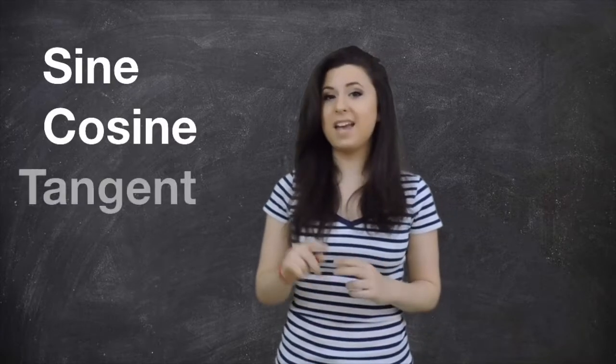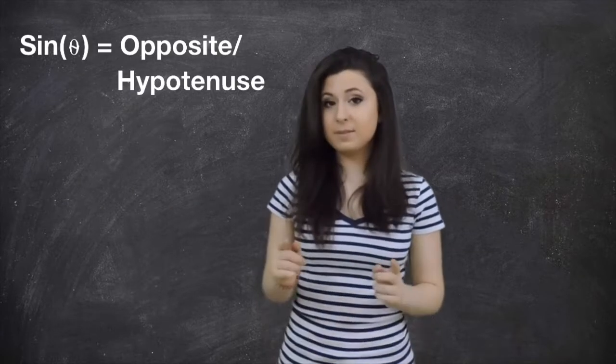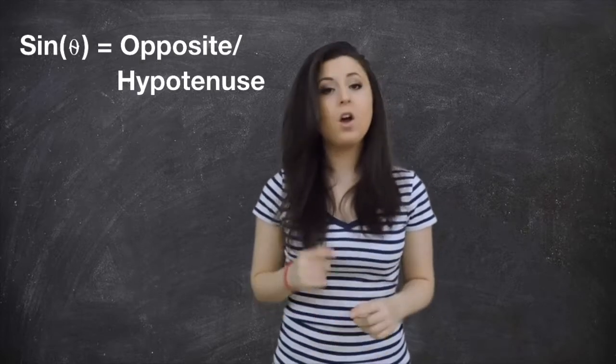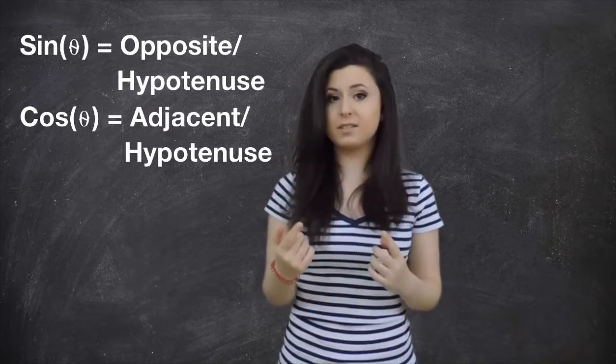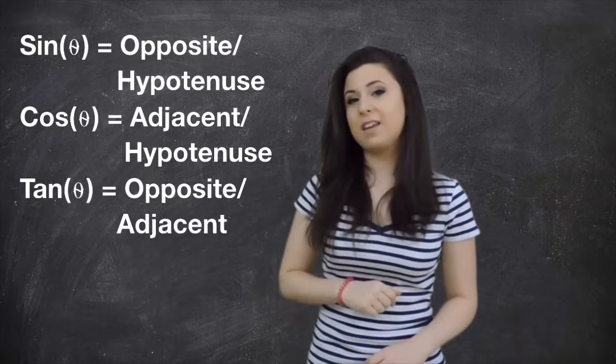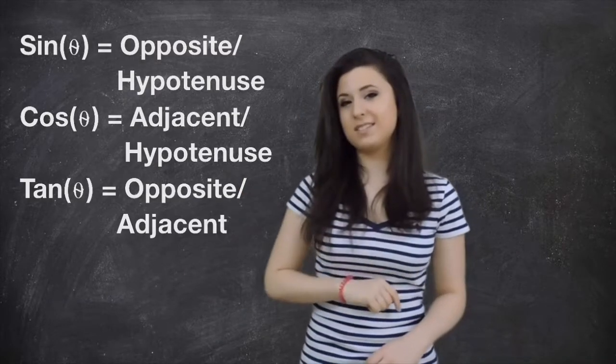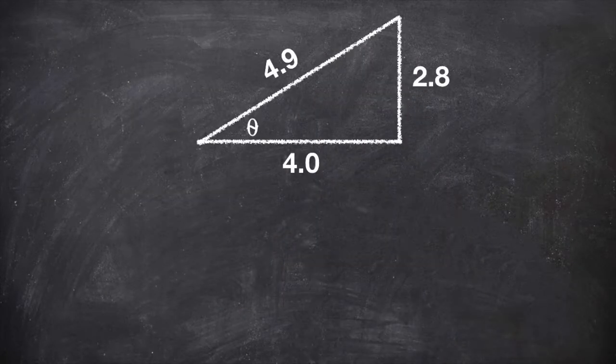To find a missing angle, we can use three different functions called sine, cosine, and tangent. Sine of an angle equals the opposite side divided by the hypotenuse side. Cosine of an angle equals the adjacent side over the hypotenuse side, and tangent of the angle equals the opposite side over the adjacent side. In this example, we can use any of the three functions to find our unknown angle.